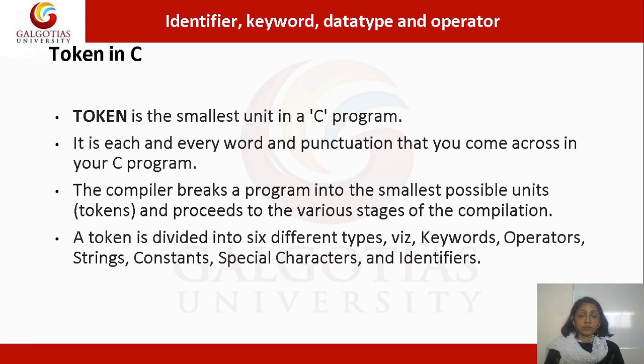Finding the tokens and listing out the tokens of a C program is the first phase of compilation. First, the compiler always lists out, identifies, and categorizes the tokens, which are divided into keywords, operators, strings, constants, special characters, and identifiers.